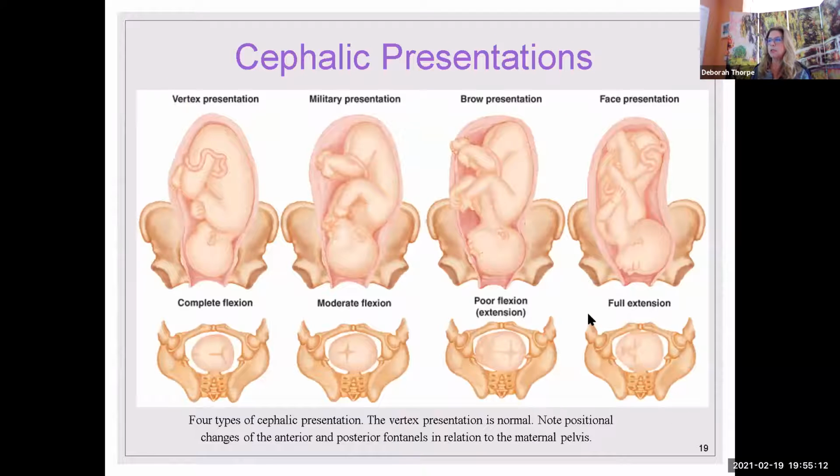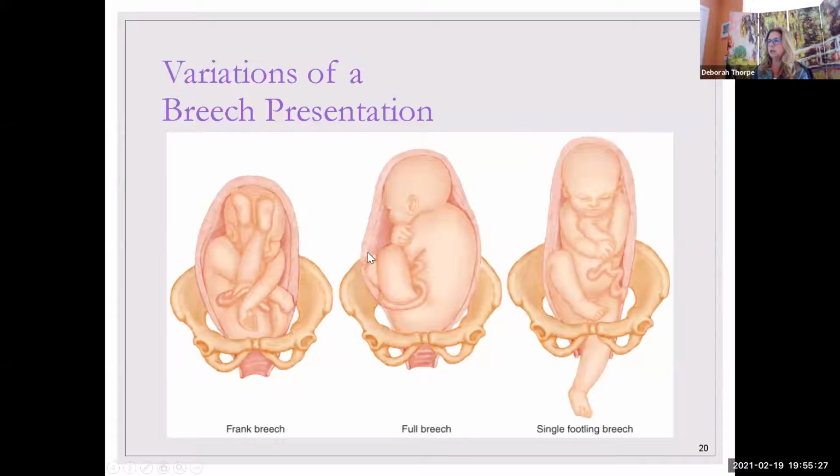So here's some different cephalic presentations. Just take a look at them. It just gives you an idea of what happens as the baby's coming down. Okay, what are the different positions? Here's some breech positions. Babies can deliver breech.